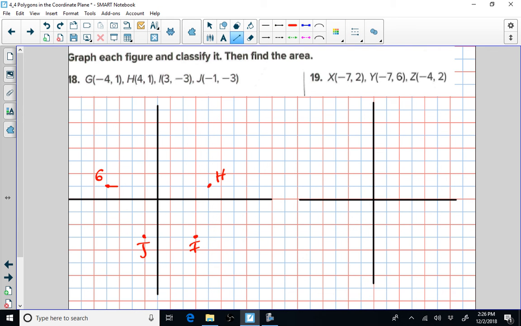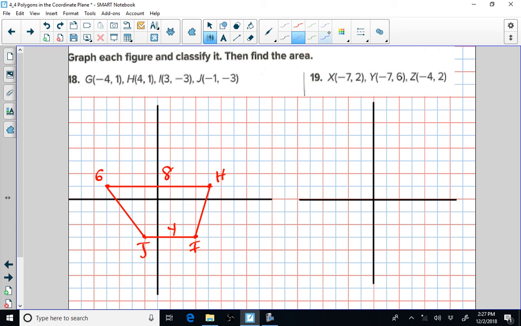I'm going to use red here. Connect, connect, connect, and connect. Looks like we have a trapezoid. To find the area of the trapezoid, we need to know the length of our bases. 1, 2, 3, 4 units long here. And this segment, 1, 2, 3, 4, 5, 6, 7, 8 units long. Remember, the bases of the trapezoid are the parallel segments.